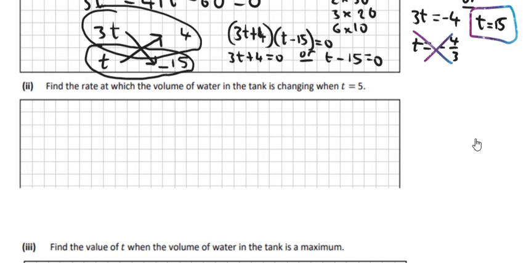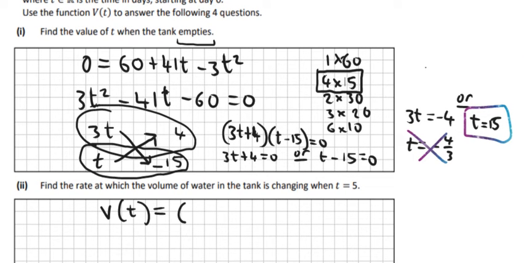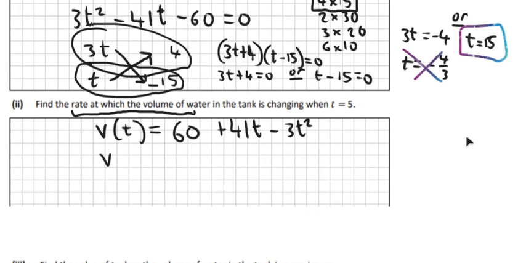Second part: find the rate at which the volume of the water in the tank is changing when T is 5. So V of T we know is 60 plus 41T minus 3T squared. Whenever you see rate, you know that it's going to be a differentiation. So we're going to differentiate this and then just sub in 5 for T. So V dash T will be, the 60 will be gone, we're left with 41 minus 6T.